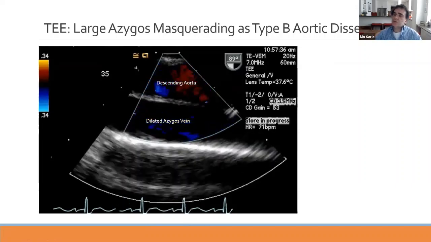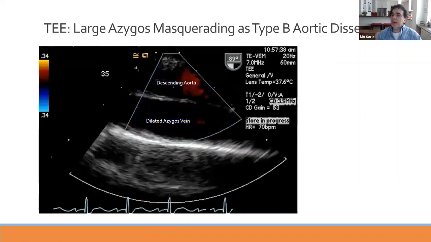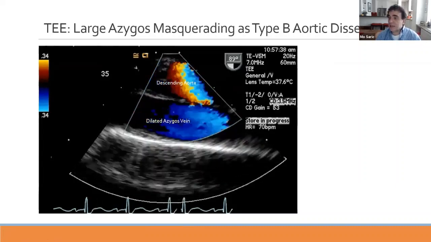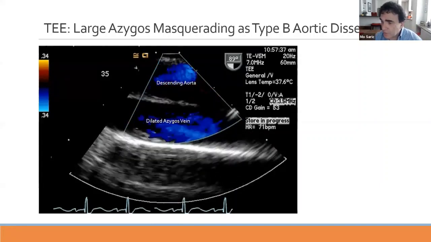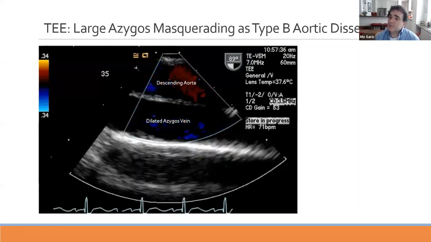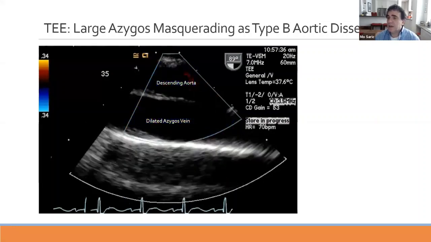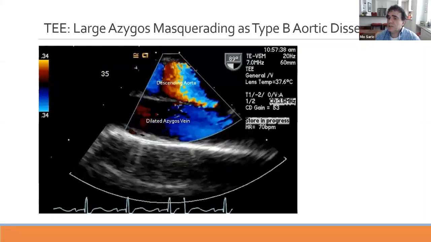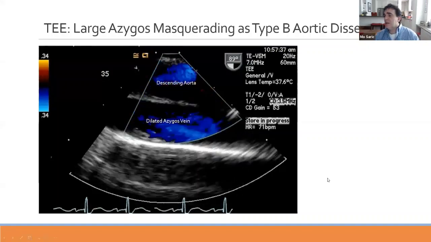And just as I showed you with the type A dissection, certain anatomic or technical variation should not be mistaken for dissection. For type A dissection, we discussed the reverberation artifact, but for type B dissection, something that can be mistaken is a dilated azygos vein. It gives the illusion that there is a true and false lumen, which actually is not the case. On the top is the descending aorta, and the bottom is the dilated azygos vein.